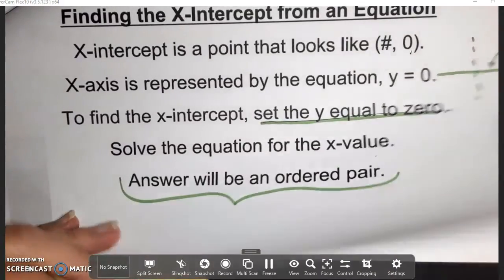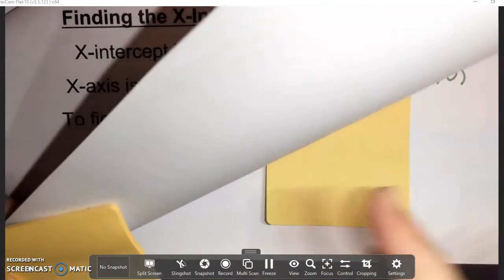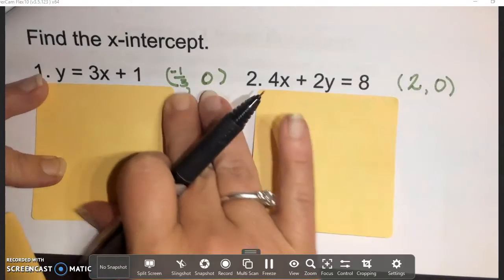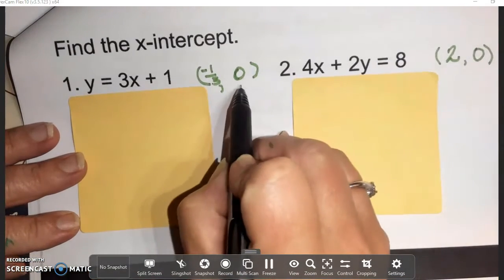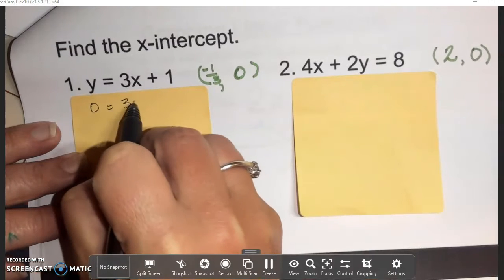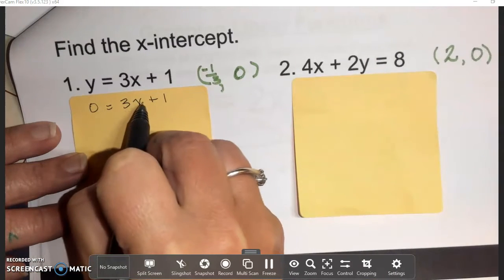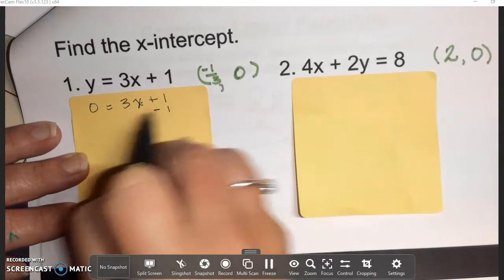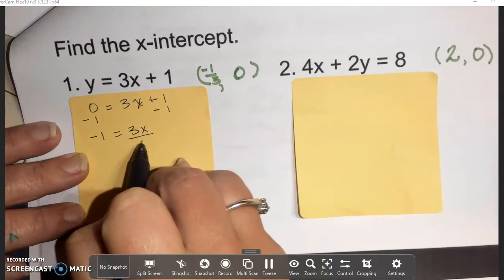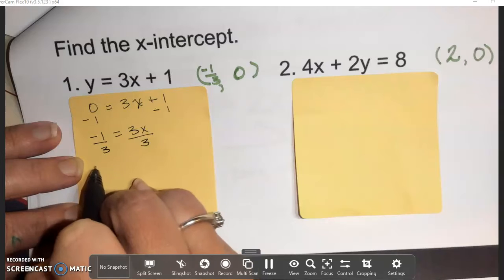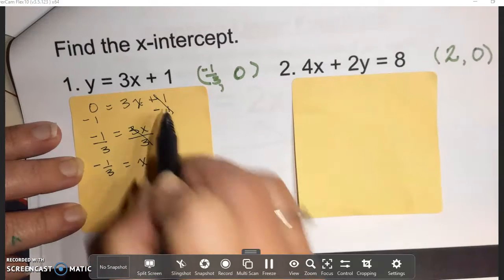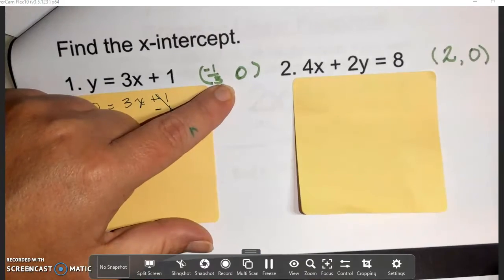Let me see if I can hide the work, at least. The answers are going to be there. So, here we set the y to 0. And we solve for x. So we subtract 1, divide by 3, negative 1/3 equals x. Okay? That's where we got the 1/3.